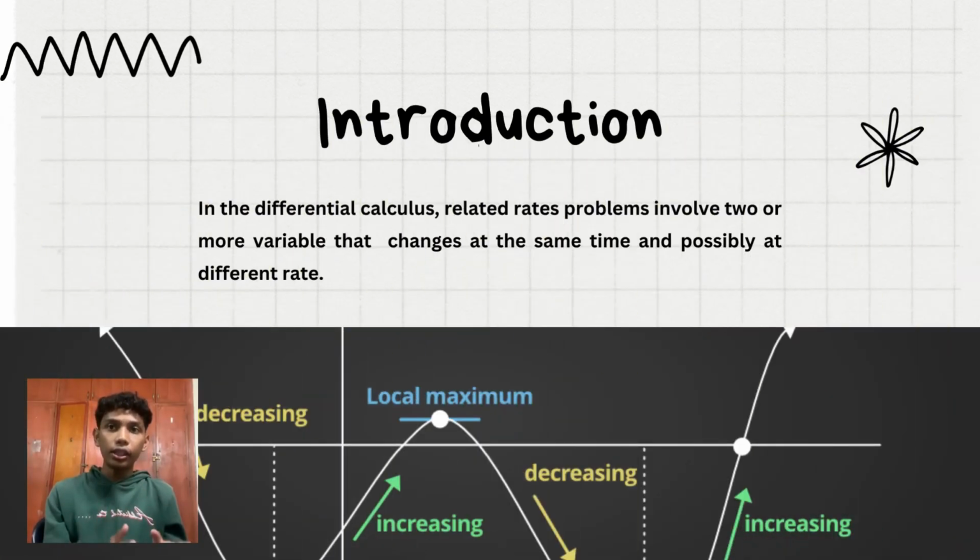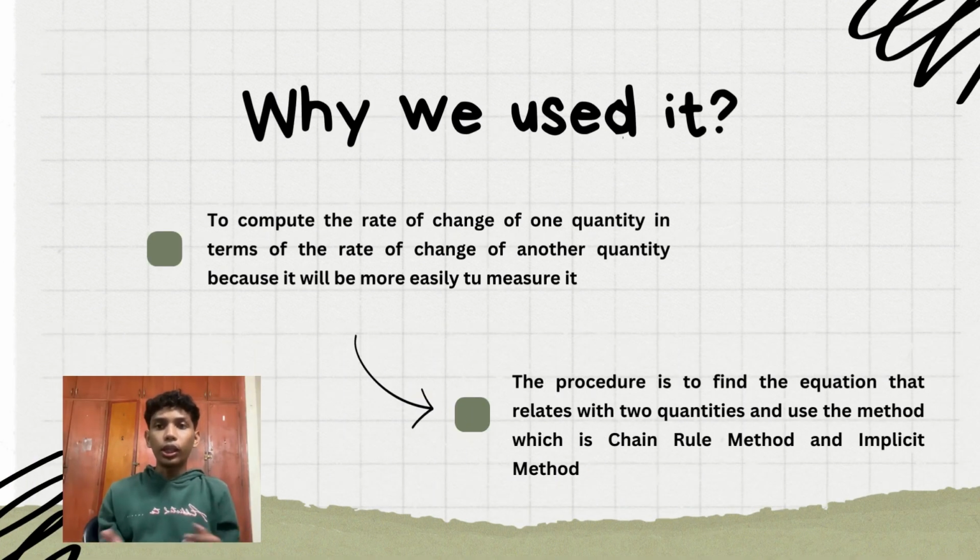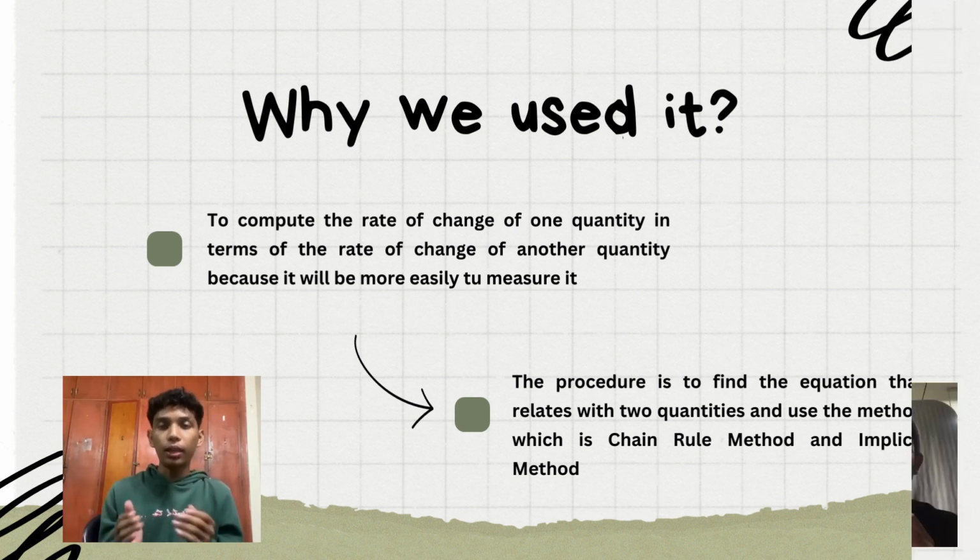In differential calculus, related rates problems involve two or more variables that change at the same time and possibly at different rates. So the question is, why do we need to use it? Because it computes the rate of change of one quantity in terms of the rate of change of another quantity, which is easier to measure. The procedure is to find the equation that relates the two quantities and use the chain rule method and implicit method.